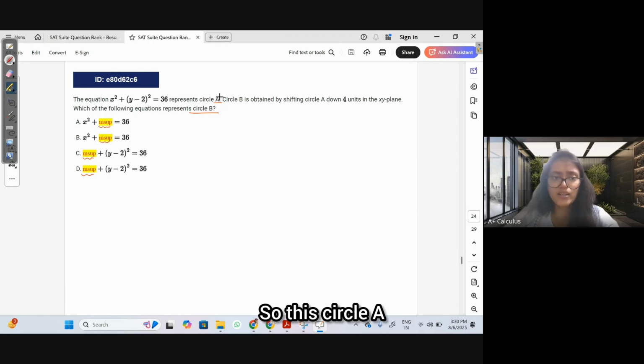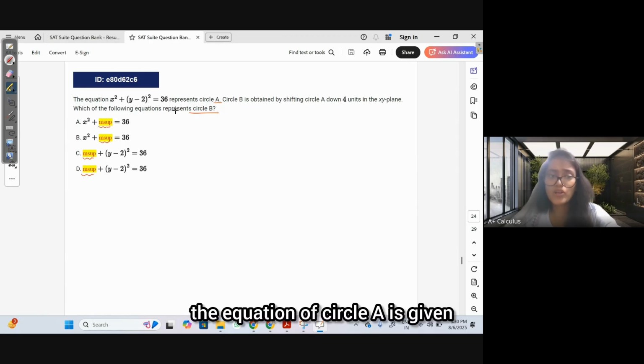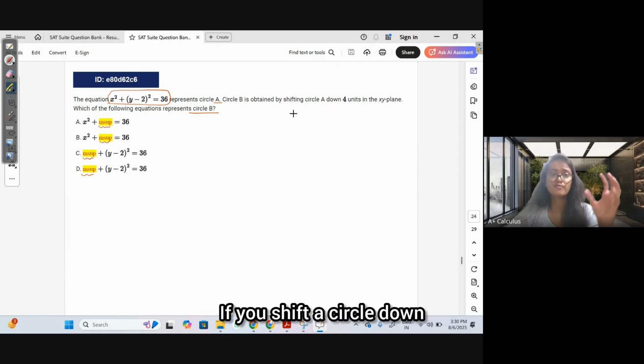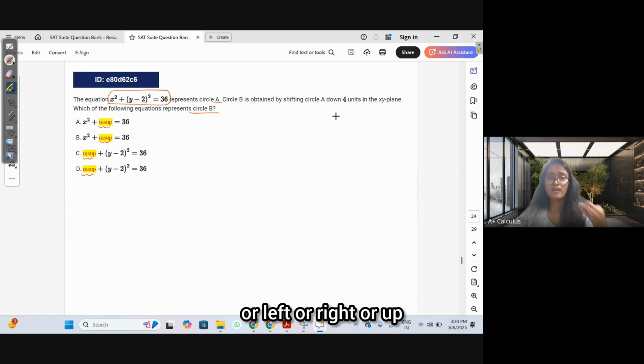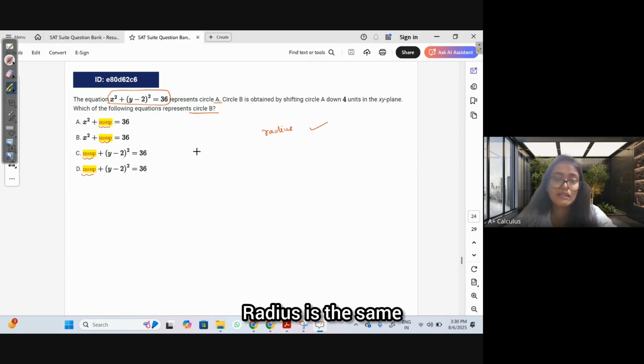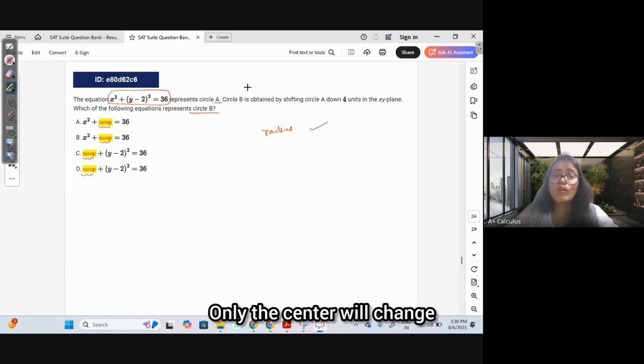So this is circle A, and the equation of circle A is given. If you shift a circle down, left, right, or up, you should realize that its radius will not change. The radius is the same. Only the center will change.